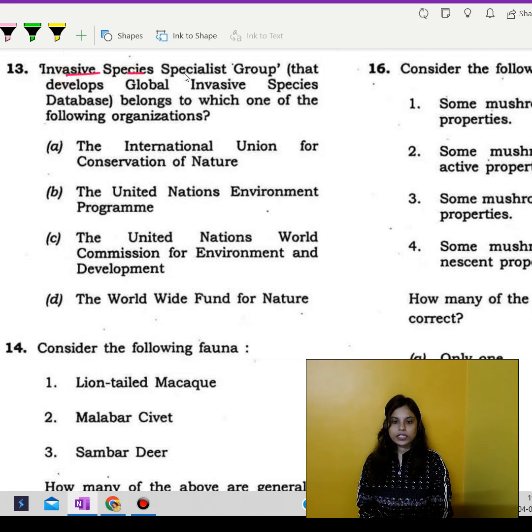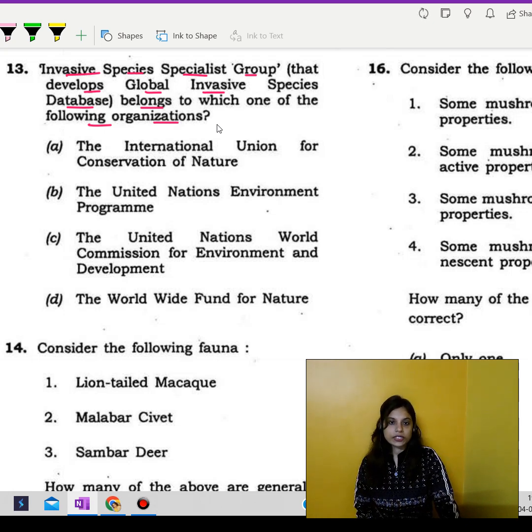Invasive species specialist group that develops global invasive species database belongs to which one of the following organizations? Now, the global invasive species database was developed and is managed by the invasive species specialist group of the species survival commission of the International Union for Conservation of Nature, and it was developed as part of the Global Initiative on Invasive Species, which was led by the erstwhile Global Invasive Species Program.